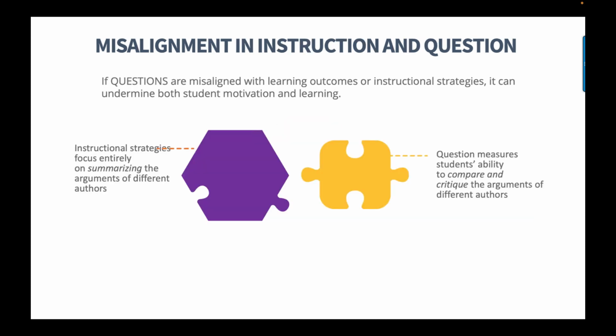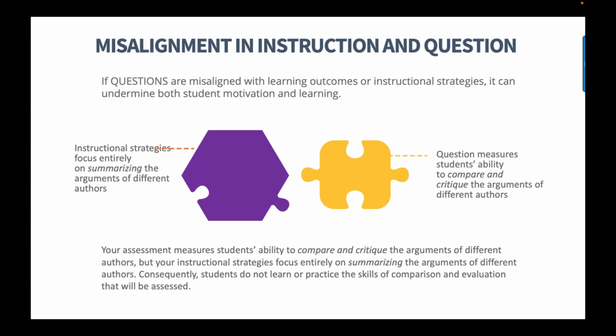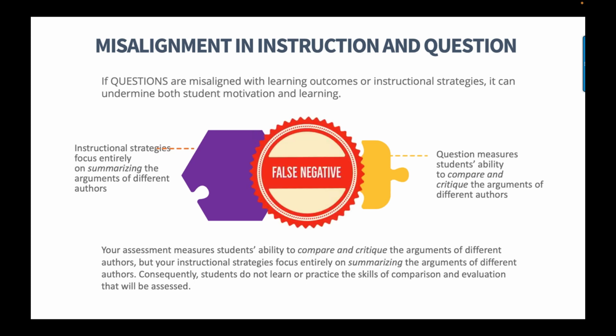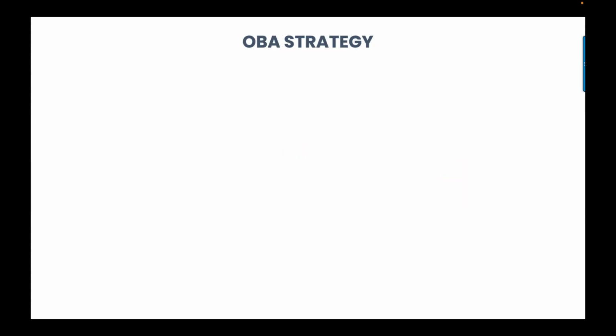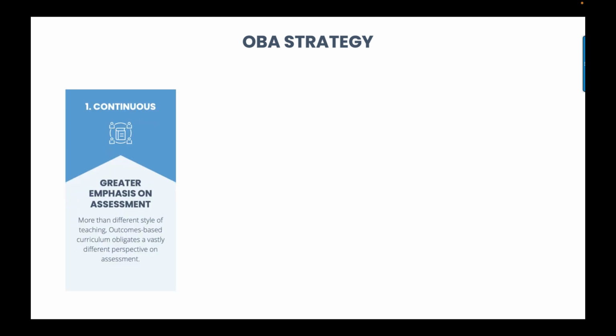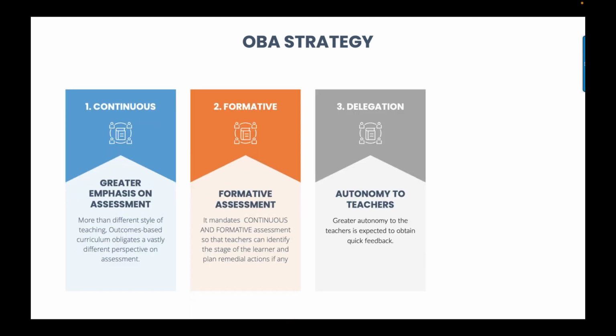Likewise, if your instruction strategies only cover summarizing the arguments of different authors, and the question is actually measuring the students' ability to compare and critique the arguments of various authors, naturally students will fail to perform, and you will see a lower attainment level. That will be a false negative, because there is a misalignment between what was taught and what is being assessed. That's why the instructions and the questions have to align with each other.